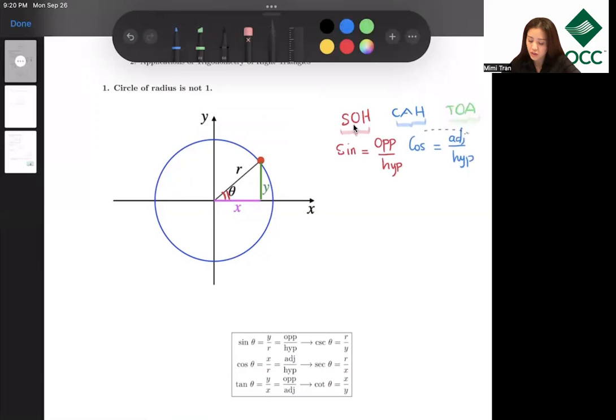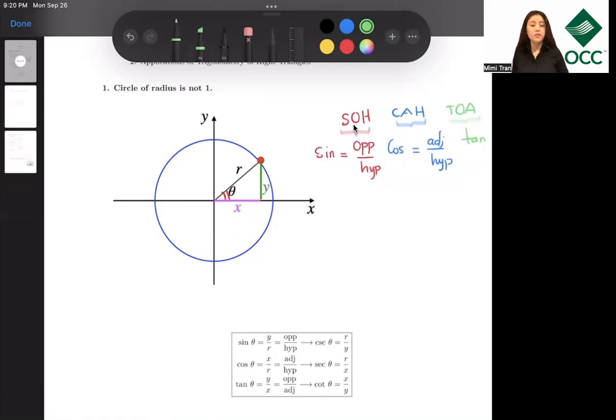And then last, TOA, let me highlight in green. Move everything to the left a little bit so I have more room. TOA is the tangent, right? So tangent equals O, opposite, over A, adjacent. Okay, so you might have heard of that expression, right?